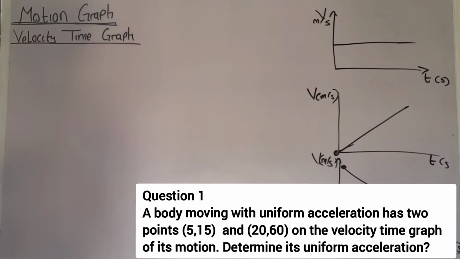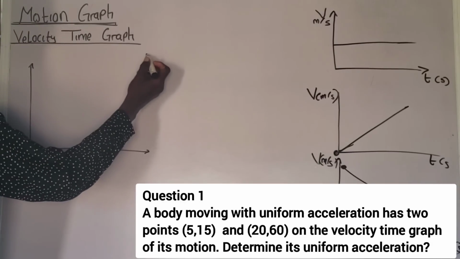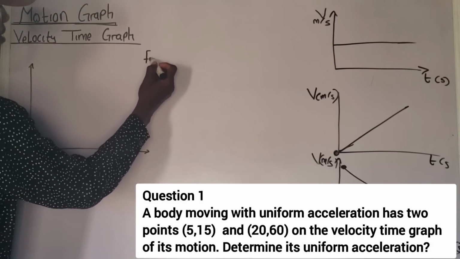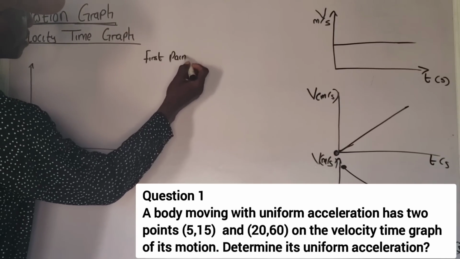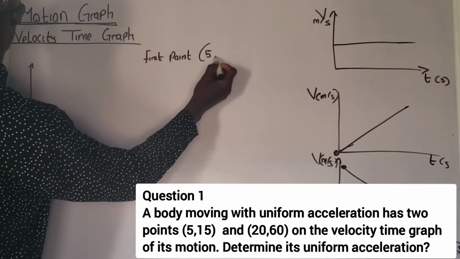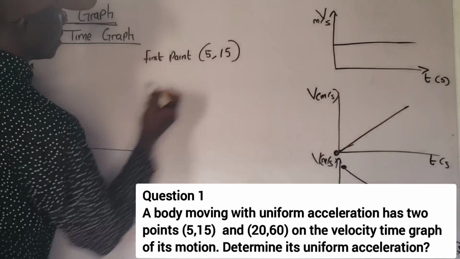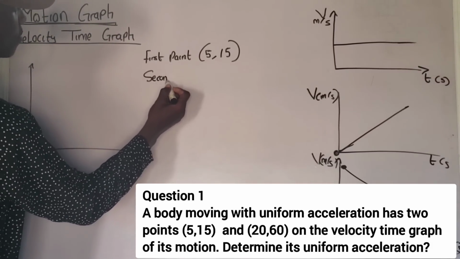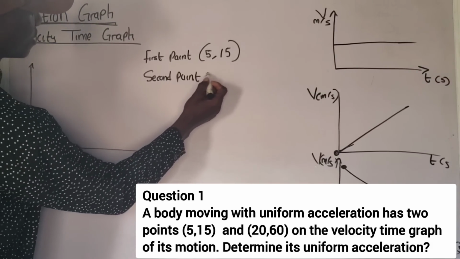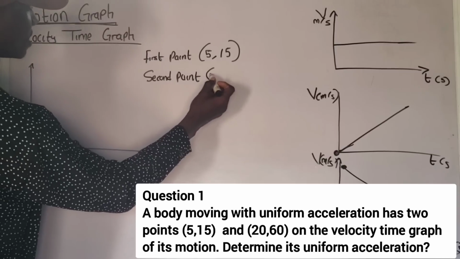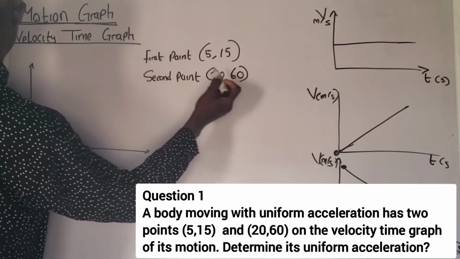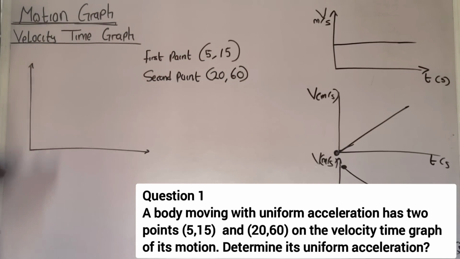Let's start by drawing the graph. We are given 2 points. The first point is (5, 15), and the second point is (20, 60). Now, I want you to pay attention.